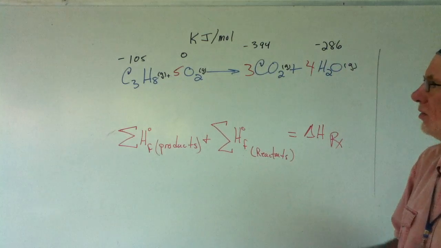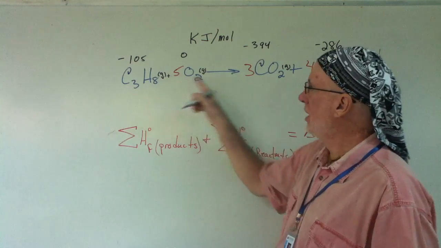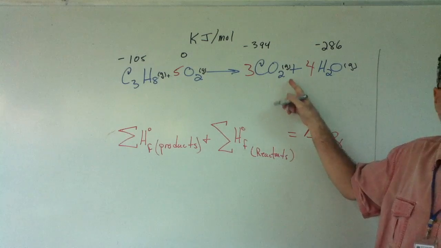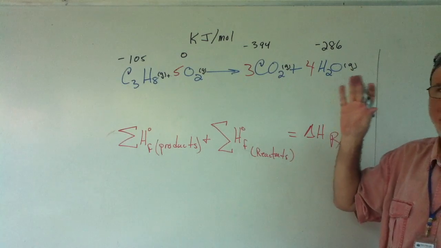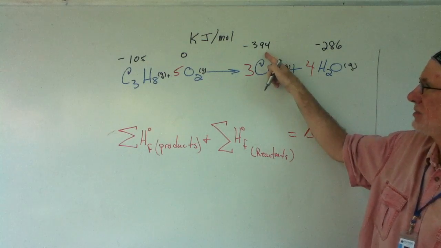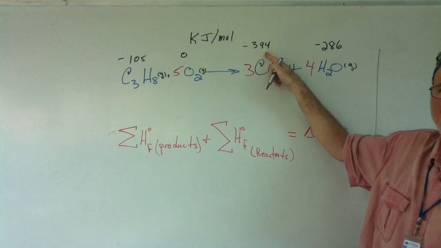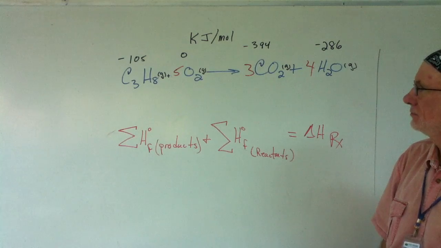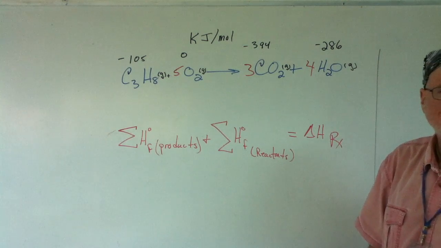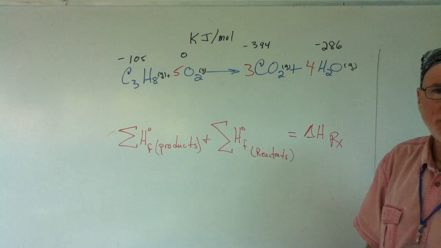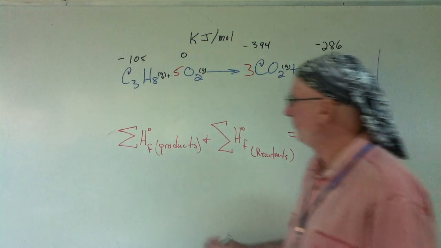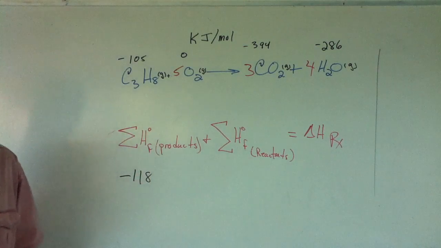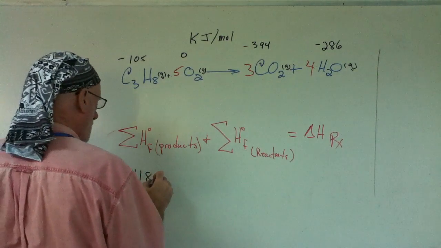All right, so I want to know the total product. So what's the total products? I need to add it all up, guys. This is simply accounting. So what's 3 times negative 394? Just give me 3 times 394. What do you got? Negative 1182.